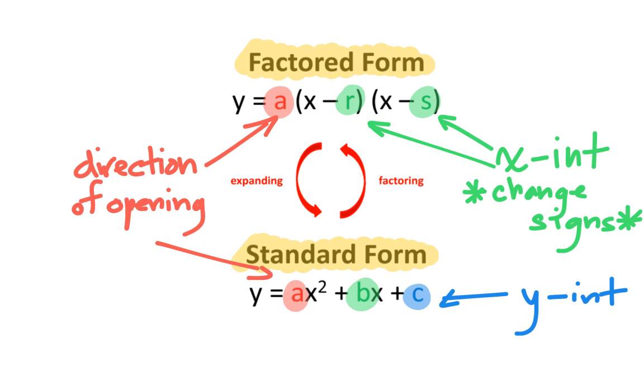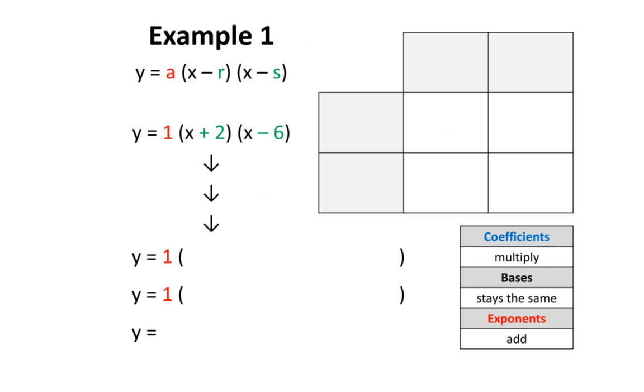You can convert factored form to standard form using the process of expanding. You can go from standard form back to factored form using the process of factoring. Today we're going to be focusing on expanding. In our first example, we have an equation of a quadratic relation in factored form. We want to convert it from factored form to standard form using the process of expanding.